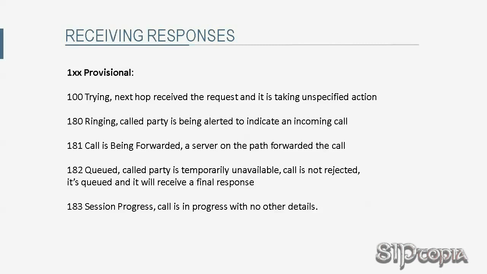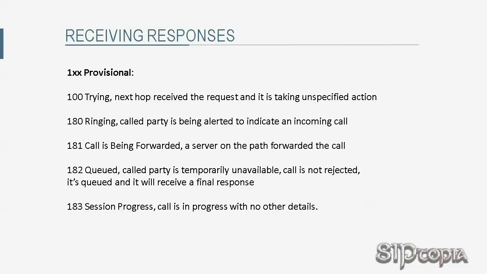100 Trying. The next hop received the request and it is taking some unspecified action. 180 Ringing. The called party is being alerted to indicate an incoming call. 181 Call Is Being Forwarded. One of the servers on the path to the called party forwarded the call to another destination. 182 Queued. The called party is temporarily unavailable, but the call is not rejected. It's queued and it will receive a final response when the called party becomes available.